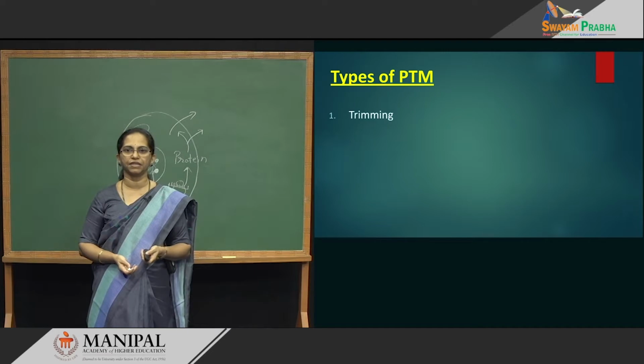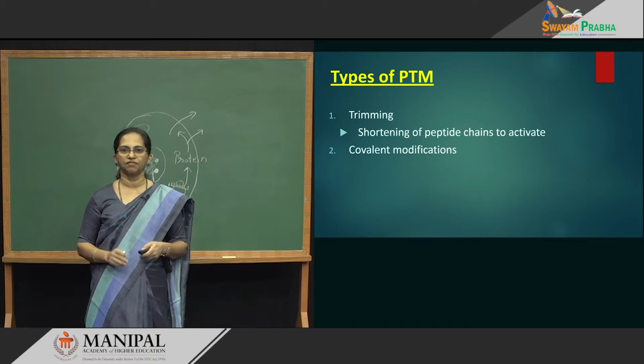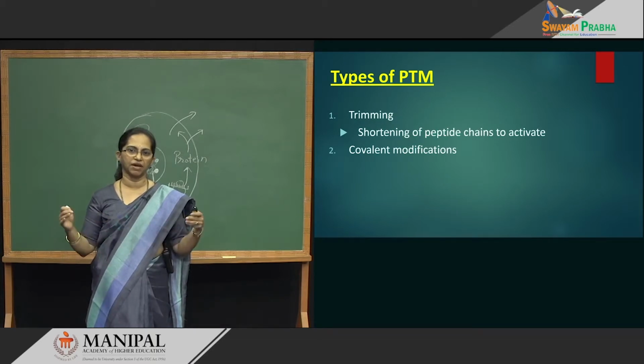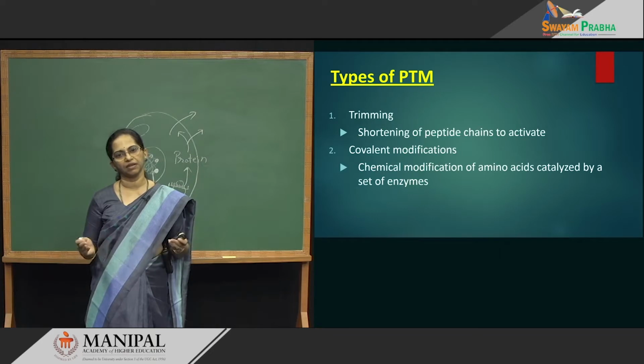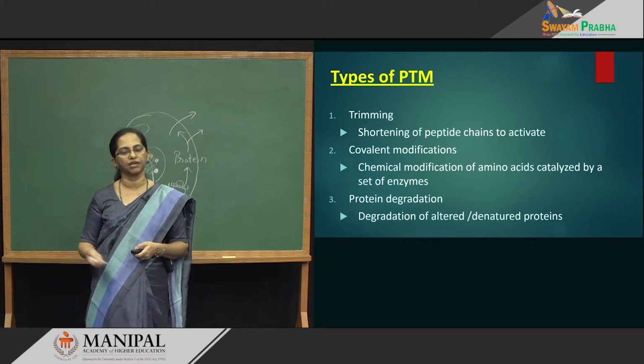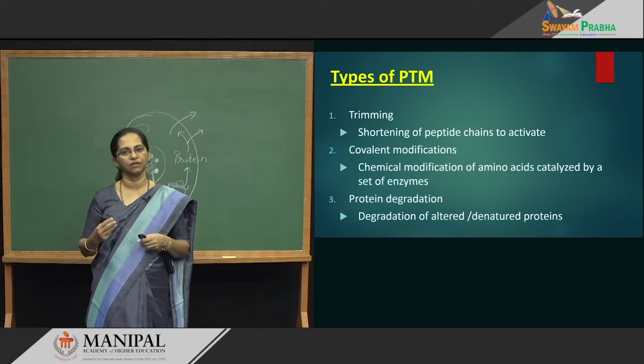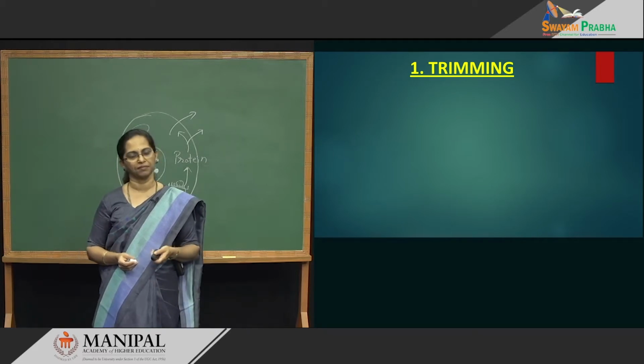So, what are the types of PTM? Trimming or shortening, covalent modification, enzymic change on the amino acids. So, it is chemical modification and modify the protein, and finally protein degradation, that is you actually try to tag it and destroy it. So, what are the three types of PTM? Trimming or reduce the size, chemical modification, change some chemical group there, and third one, try to degrade the non-functional proteins. So, let us begin with trimming.